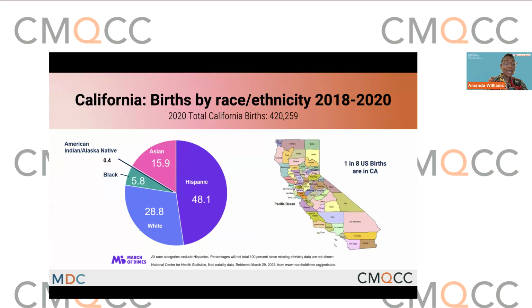And we can't be lazy in California. We're just way too diverse. We can't just do a one size fits all because we have so many different races and ethnicities in our state, and we're huge. 1 out of every 8 babies in the United States is born in California. So this is a body of work that we have to do if we're going to be able to keep our moms and babies safe. Next slide.